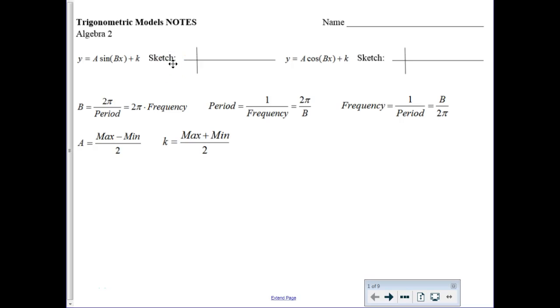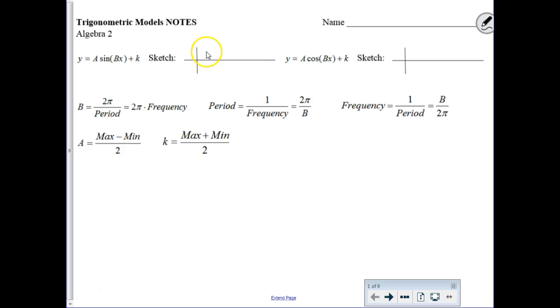Okay, so at the top of your notes for trig modeling, you're going to see a lot of formulas. I will give you all of these formulas on your test, so you do not have to memorize any of this. The only thing you do have to memorize is what's not given to you. So the shape of a sine graph and the shape of a cosine graph, I expect you to know from memory from our hard work the last 3 days.